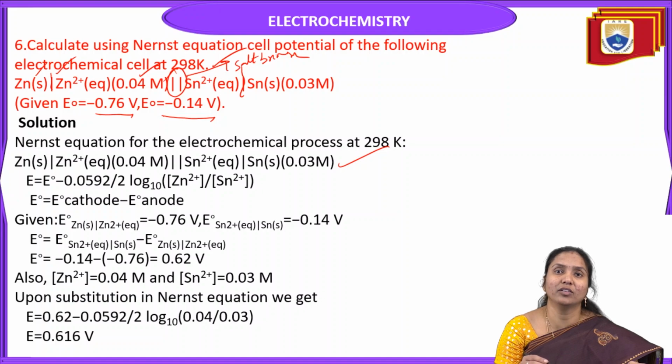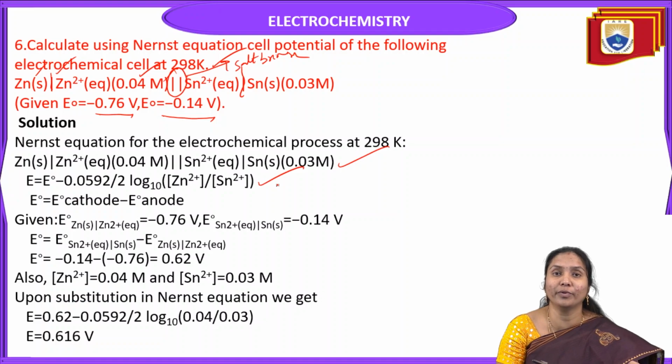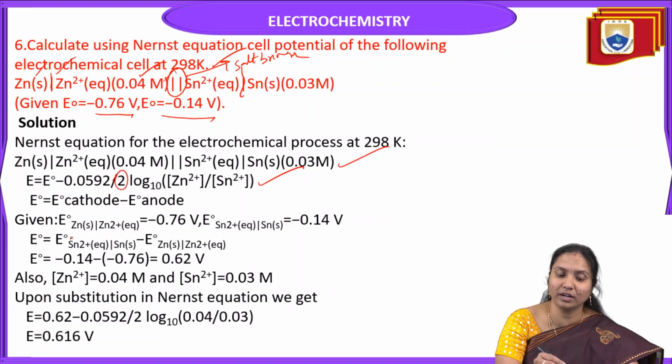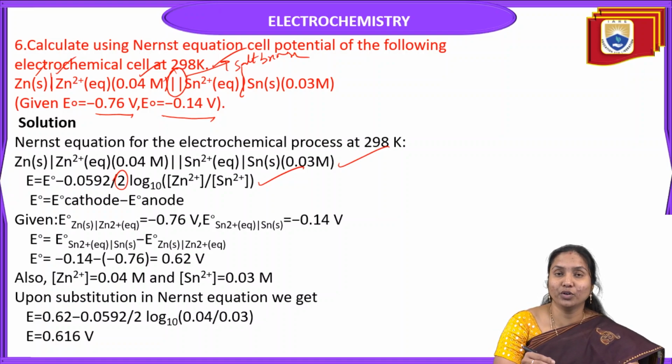So zinc and tin concentrations you can write first. Next, the formula: what is the Nernst equation? E equals E naught minus 0.0591, or sometimes I write 0.0592, by 2. The 2 means how many electrons are involved here? 2 electrons. So 0.0591 by 2 log concentration of zinc by concentration of tin.